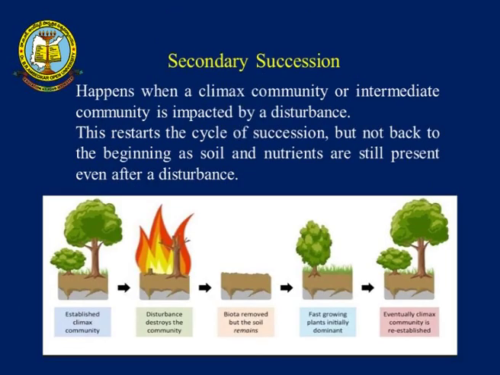A secondary succession is when the climax community has been disturbed by various reasons, it can be a forest fire, it can be a volcanic eruption. When the whole thing is lost and they again come back to the climax community, it is called secondary succession. So, that is all about ecological succession and climax communities.